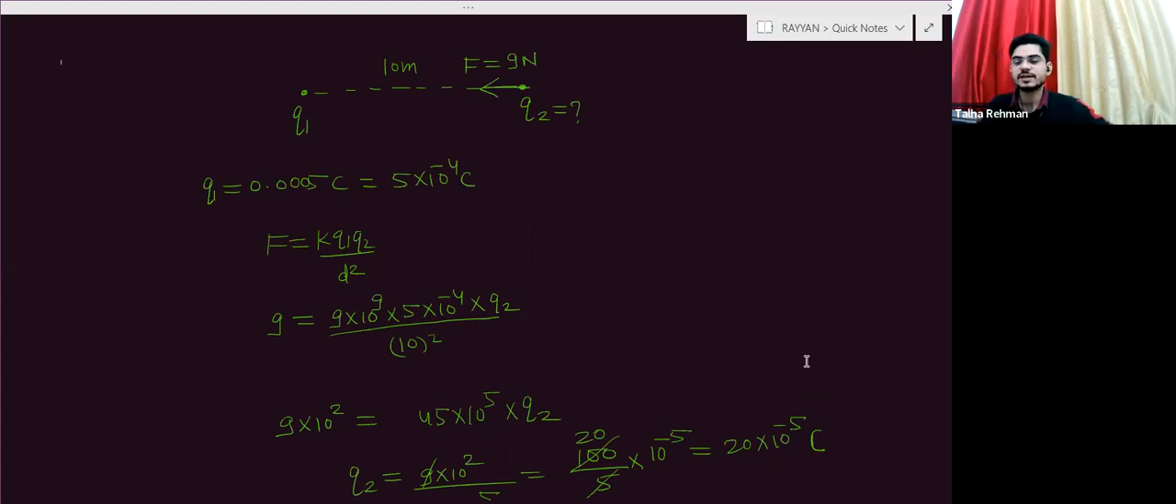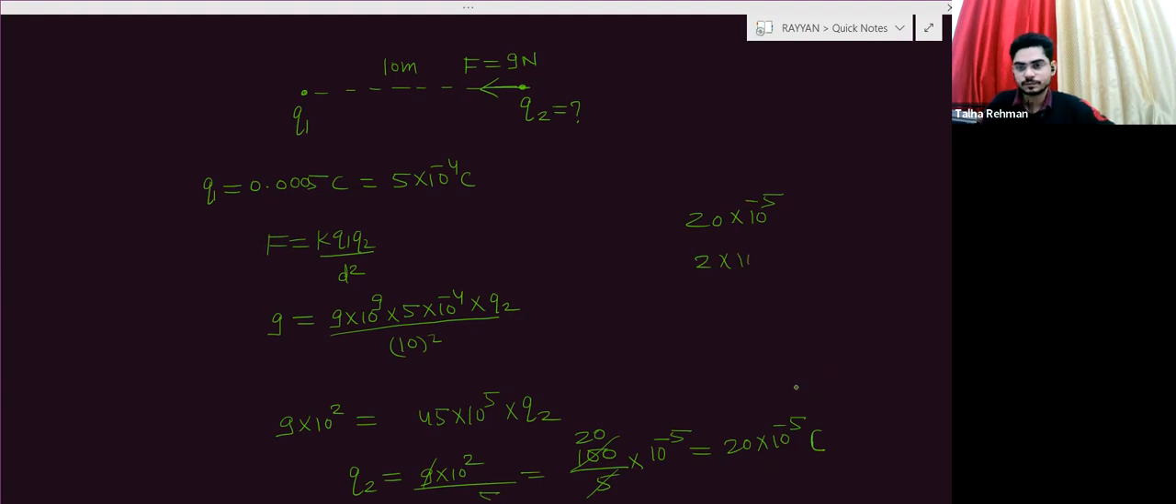And you can change this answer also if you want. This is written as 20 into 10 to the power minus 5. So this is written as 20 into 10 to the power 5 minus 5. So you can write it as 2 into 10 to the power minus 4.